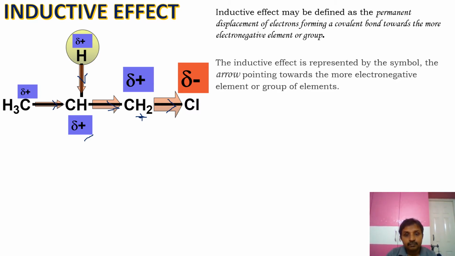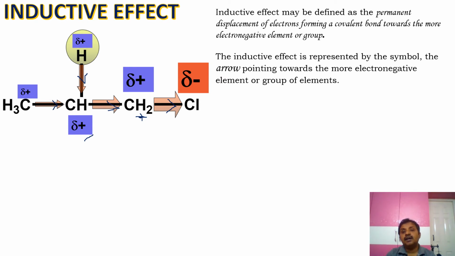Now, the inductive effect is represented by an arrow pointing towards the more electronegative atom, element, or group of elements. The arrow mark is pointing towards the more electronegative atom.